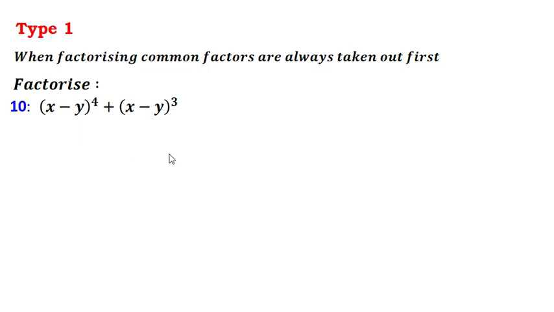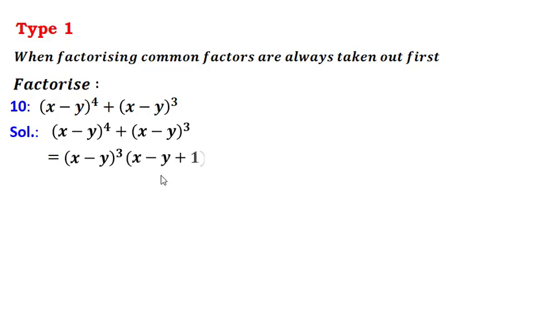Now in this 10th question, x minus y power 4, and here it is x minus y power 3. So x minus y power 3 is common. So I will take x minus y power 3 common. After taking x minus y power 3 common, in the first place I have x minus y remaining, and in the second place I have 1 remaining. So I will write x minus y plus 1. So this is factorization of x minus y power 4 plus x minus y the whole cube.